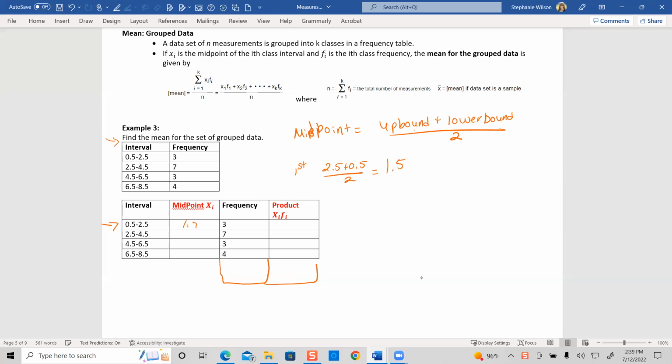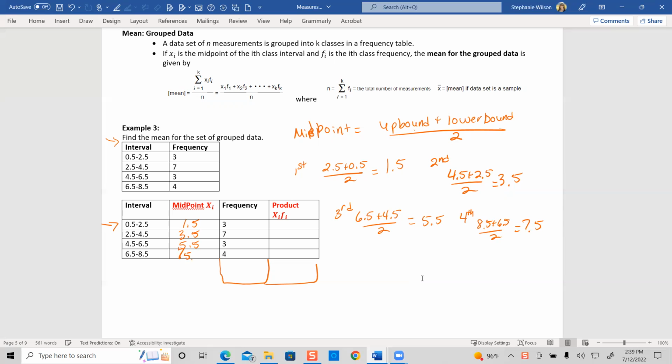That's what goes here. For the second group, we got 4.5 plus 2.5 divided by 2, and that's going to give me 3.5. The third group, we got 6.5 plus 4.5 divided by 2. That gives me 5.5. The fourth group, we have 8.5 plus 6.5 divided by 2, which gives me 7.5.